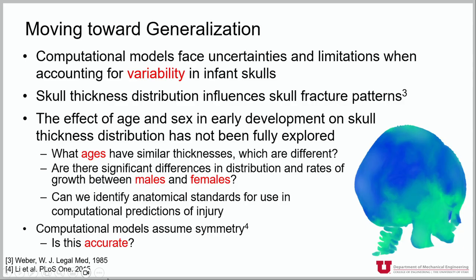We wanted to also understand how skull thickness changes with age, and are there different skull thickness distributions and thicknesses between males and females? So how does age and sex influence our skull fracture patterns? Are there ages that we can group together so that we can have a single model represent a certain age or a certain sex, or combine both sexes so that we can have some kind of anatomical standards for predicting skull fracture pattern? Or do we need to have individual models for every infant that we come across?